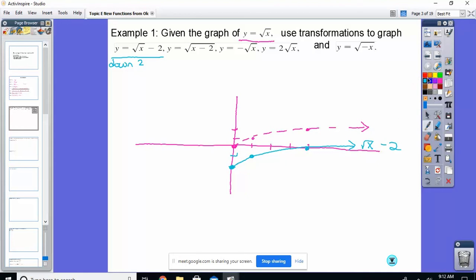Okay, when I have the square root of x and the minus 2 is on the inside, what's that? Right 2. So take your original parent function and move each of your points to the right. And you could do these on separate graphs if you want to. I'm just putting them all in one.